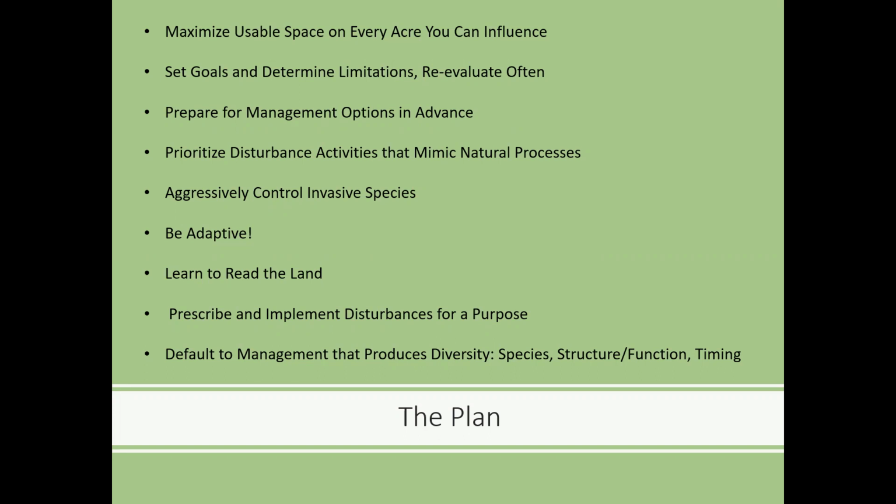Probably the most important thing on this list is to be adaptive. If conditions weren't correct to get a planned fire done, maybe you have to change your plan. Let the circumstances on the ground determine what your actions are. When possible, default to management that produces diversity. And that's diversity in the species, the structure, the functions, and the timing of those applied disturbances.